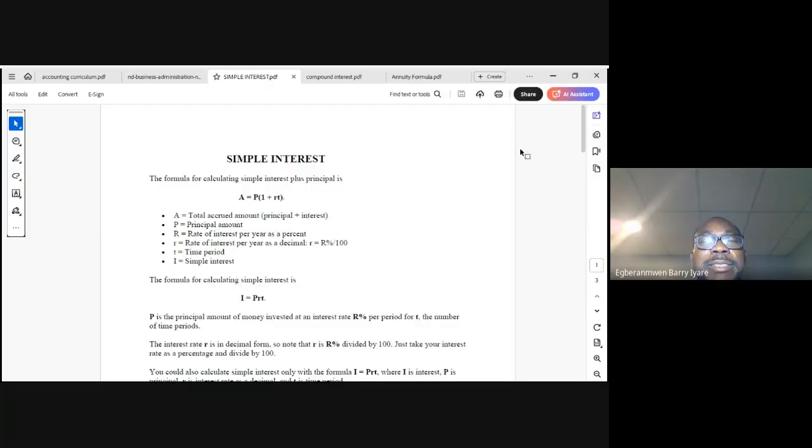Divide by 100. So that is small r there, the rate of interest per year as a decimal. T is the time period. Then I is simple interest.